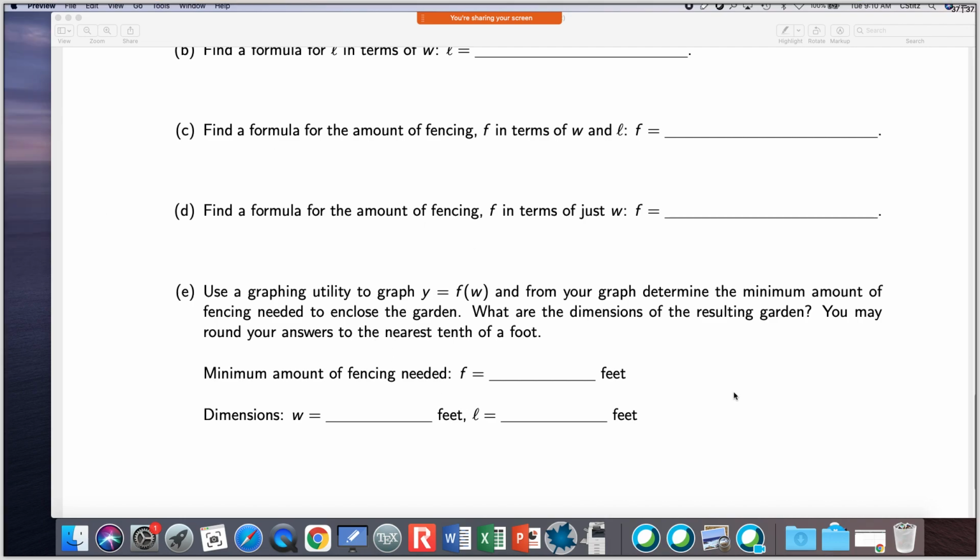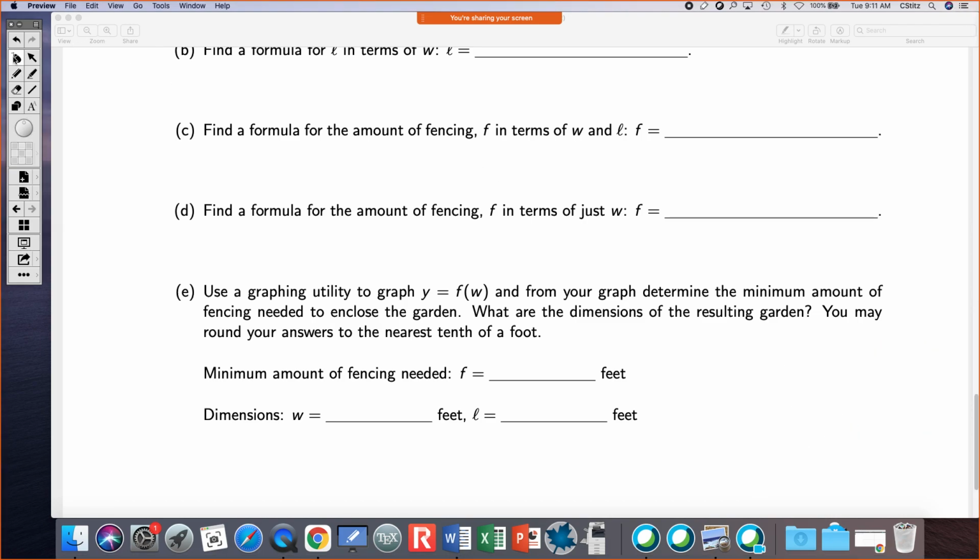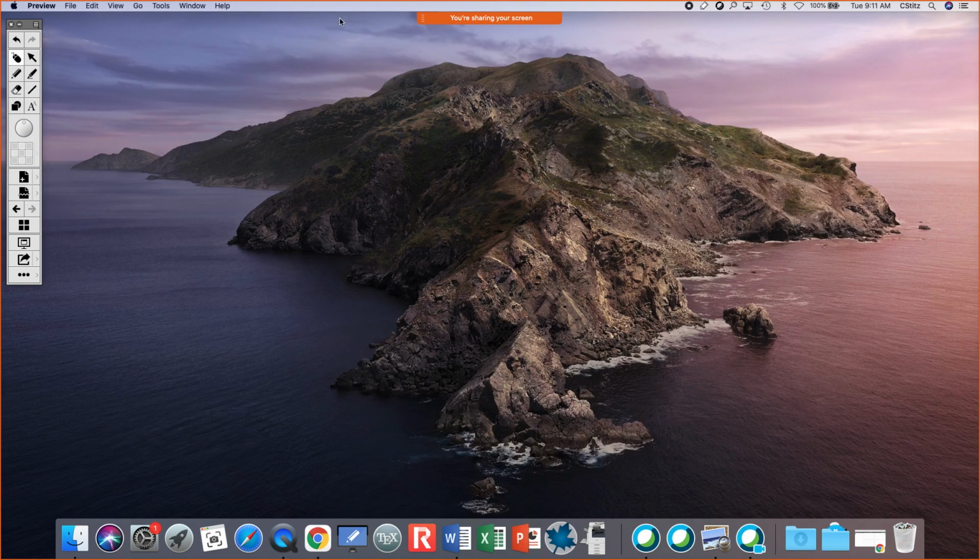So your graph will be a function here, y equals f of W. So the points on your graph are going to be the width and then the fencing, and then you can go for that. So it's a nice little modeling problem. Once again, it's not over the new sequence stuff. It kind of goes back a little ways, but it helps you start putting some of these pieces together. Okay. All right, so that'll do it.